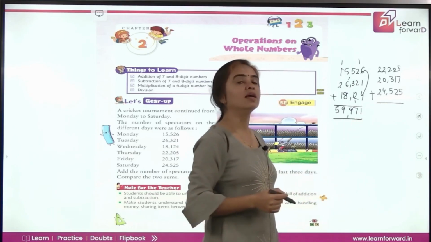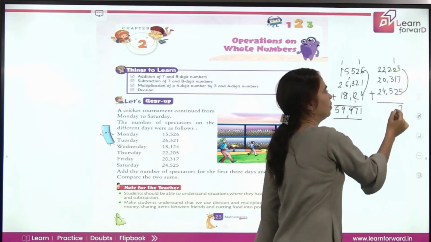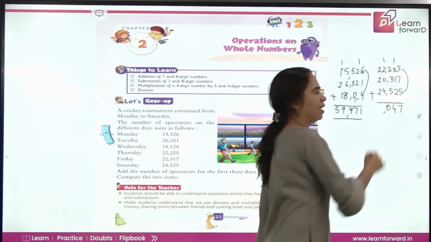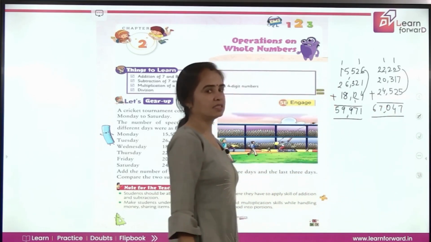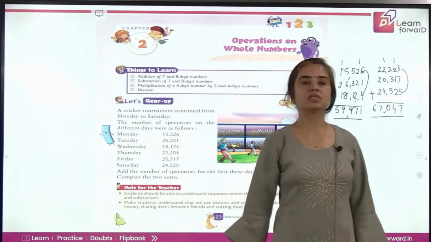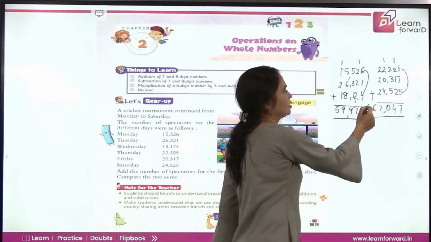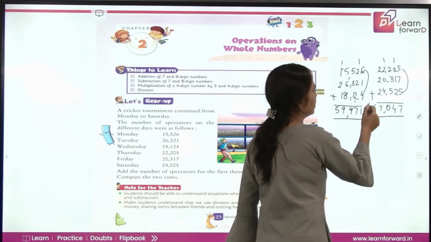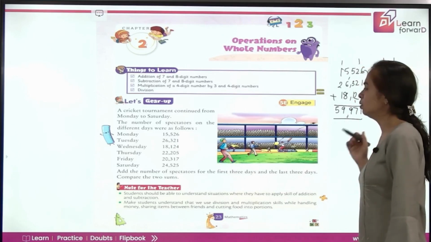Let's find out for the next 3 days. 5 plus 5 again is 10 plus 7, 17. 2 plus 2 is 4. 5 plus 3 is 8 plus 2 is 10. Carry 1. And you have 7 here and 6 here, right? So these are the two sums we have got. Next, they are asking to compare the two sums. Comparing two sums means finding out which one is bigger. So you say this sum is bigger than the sum of first 3 days. This is compare, right? So we have just recalled how to add numbers.